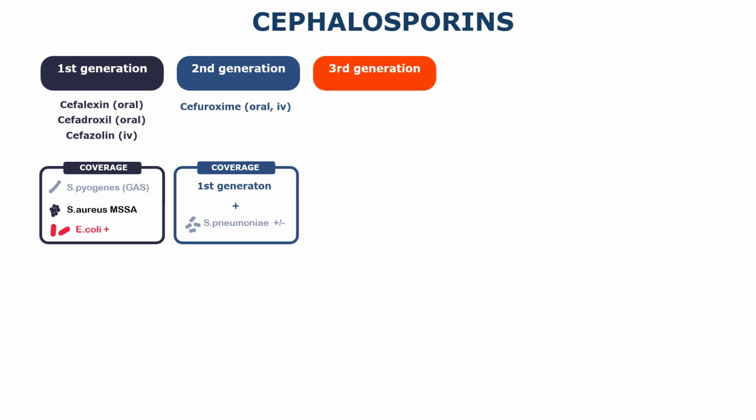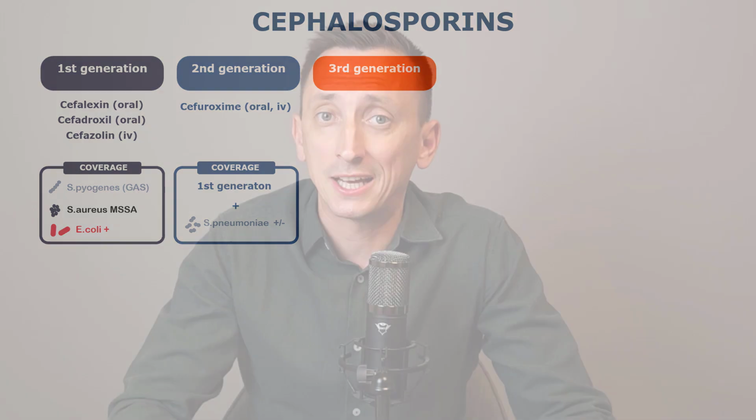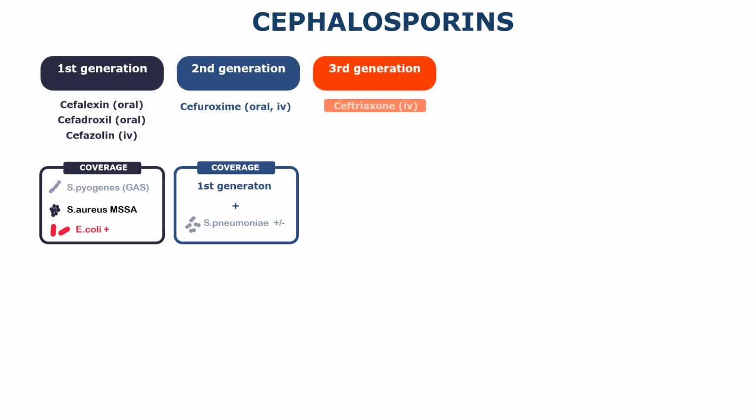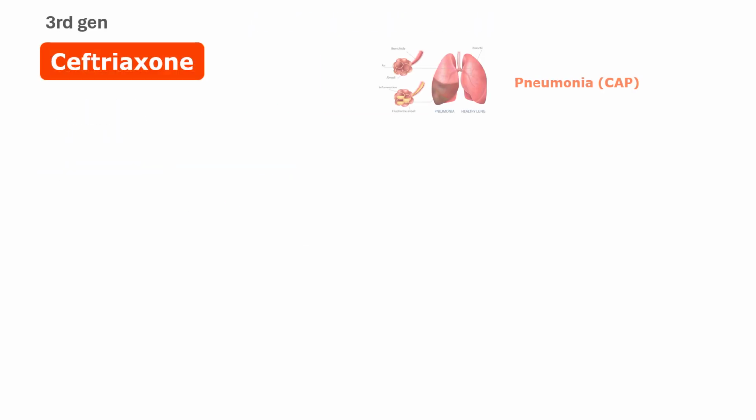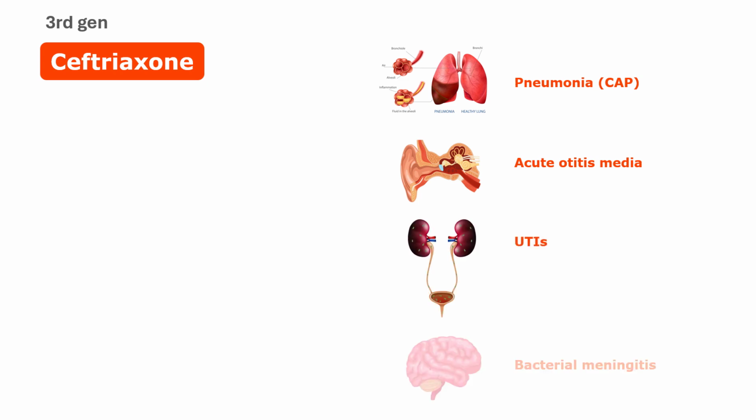Now, this generation is by far the most complex, and the drugs within this group are so different from one another that, honestly, putting them into the same group doesn't really help us in any way. In my opinion, it's best to view the few most important ones separately. By far the most popular, most overused, and most versatile drug in this group is ceftriaxone. You will find it in many guidelines for the treatment of pneumonia, otitis media, urinary tract infections, and even bacterial meningitis.